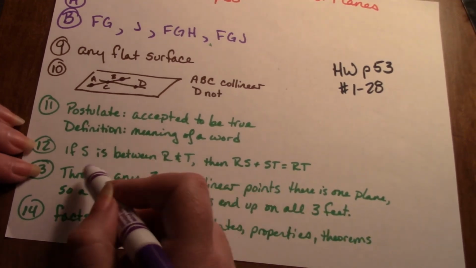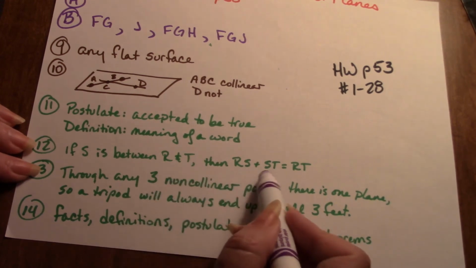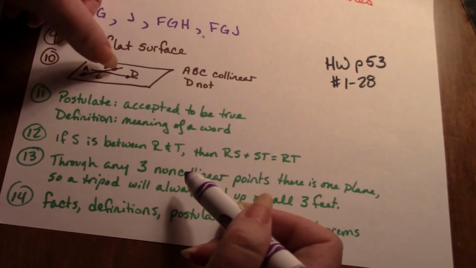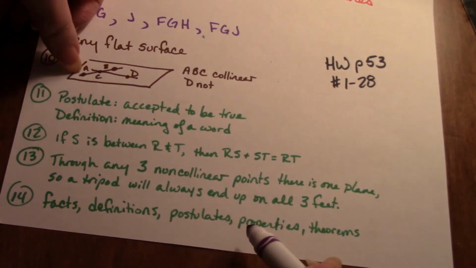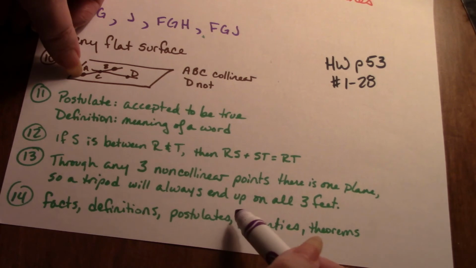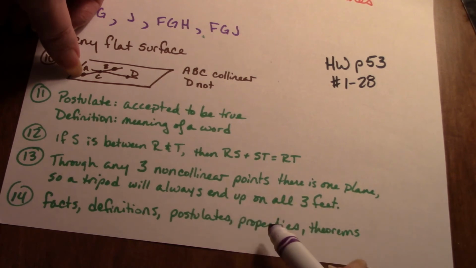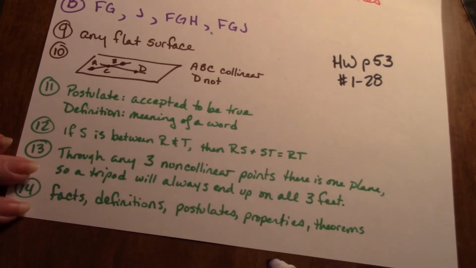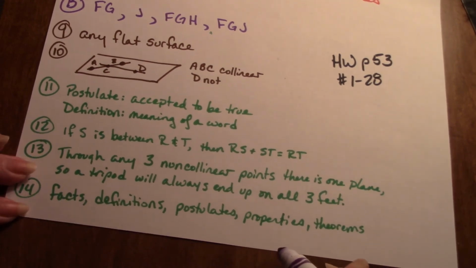Number 12, if S is between R and T, then RS plus ST equals RT. Number 13, through any three non-collinear points, there is one plane. A, B, D showed us that here. So a tripod will always end up on all 3 feet, whereas a 4-legged table might jiggle. And number 14 is facts, definitions, postulates, properties, and theorems.